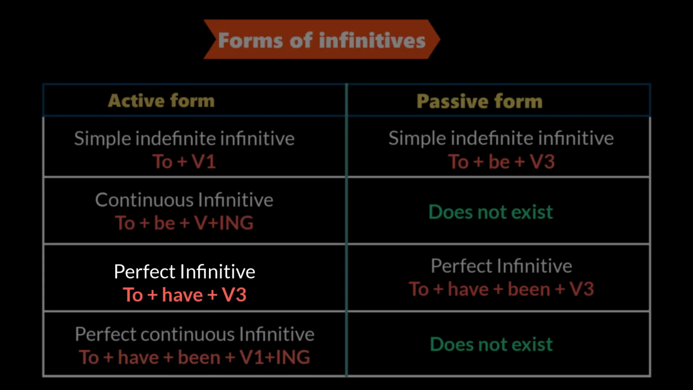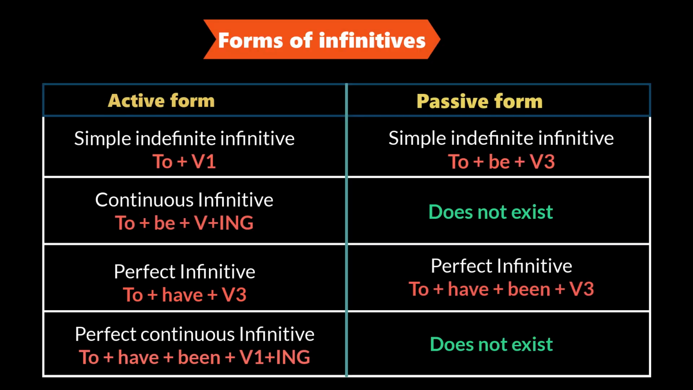Looking at the next form of infinitives under active infinitives, it is perfect infinitives. When do we use perfect infinitives? When we want to refer to an action that's working as a noun that has already happened, that has already taken place, we are going to use a perfect infinitive. And how do we represent it? To plus have plus third form of the verb, or we also call it past participle.